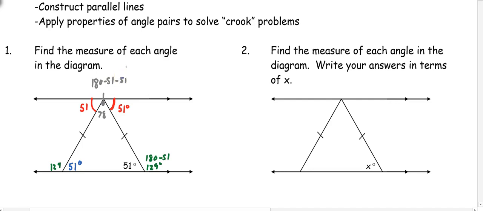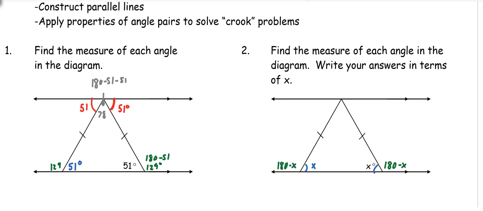Now we're going to do the same thing, but we're going to have them in terms of x. So again, I have my isosceles triangle. So my base angles are congruent, which makes them both x. So on the outside, because I'm forming a straight line here, I can subtract that from 180. So I have 180 minus x and 180 minus x.